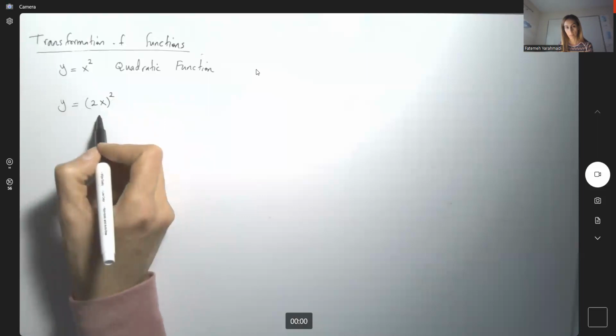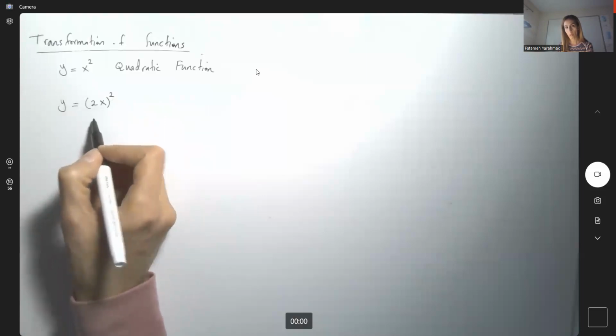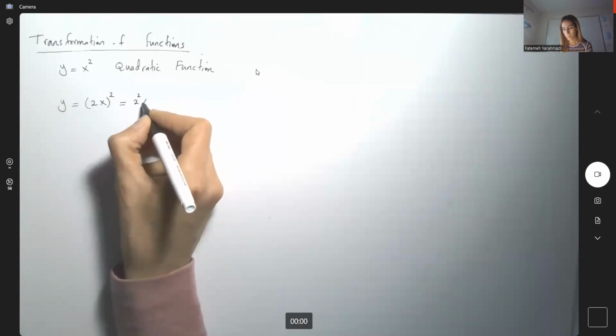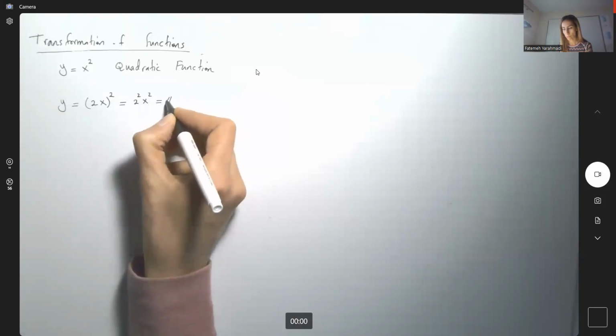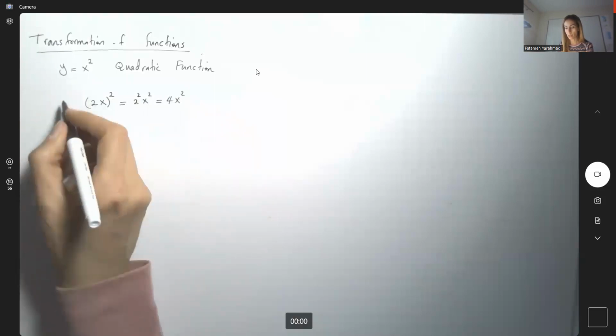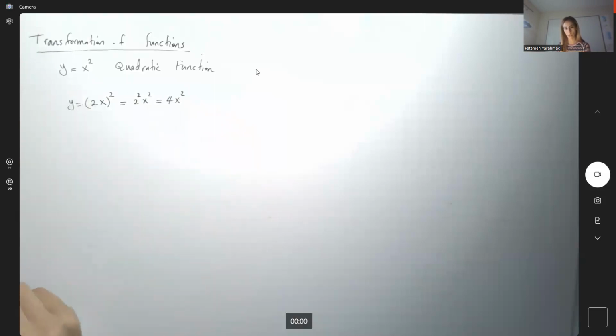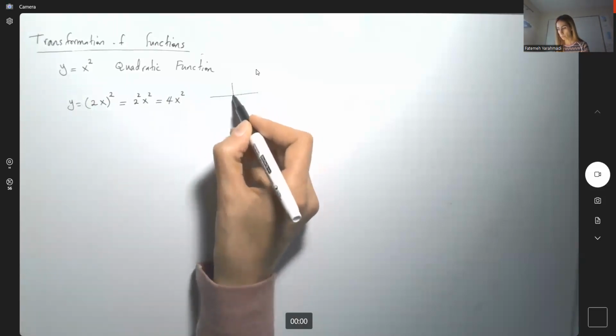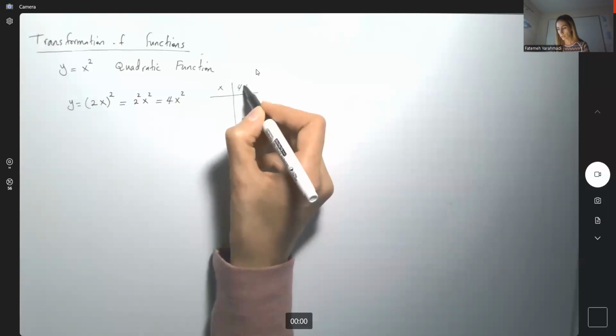So I'm multiplying my x by 2. What happens to this function? This becomes 2 squared times x squared, or 4x squared. I get a whole different new function. All right. Well, okay. How do I graph this? Well, I can plug in some numerical values here.